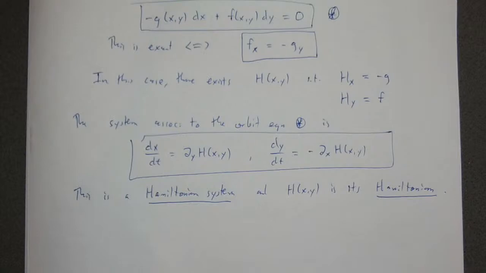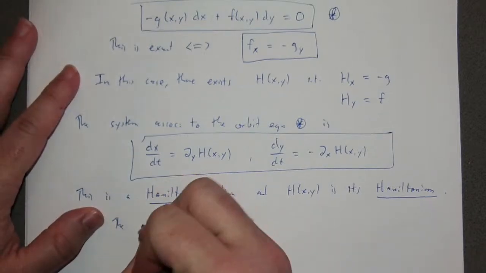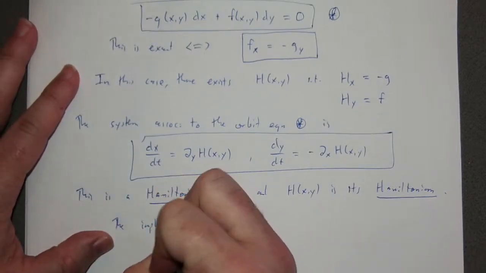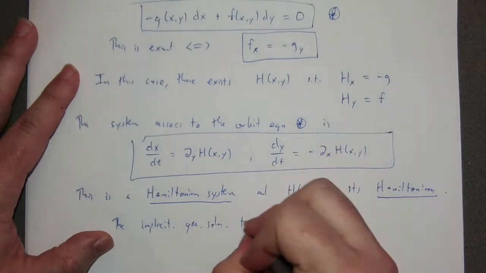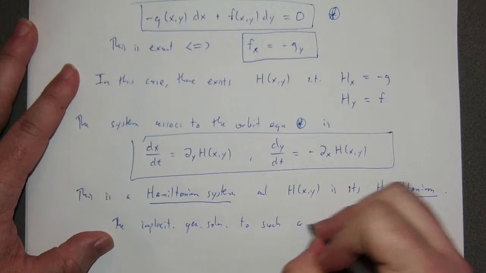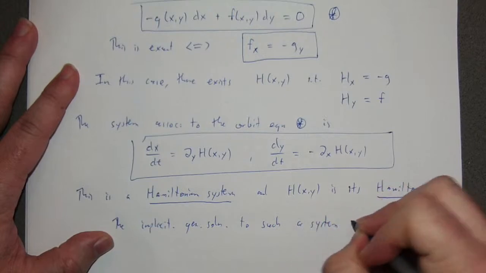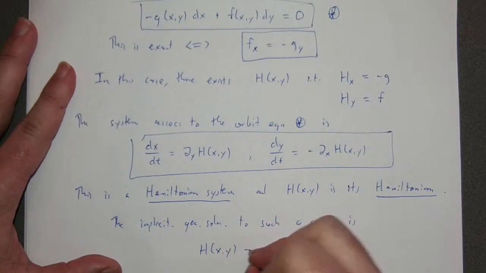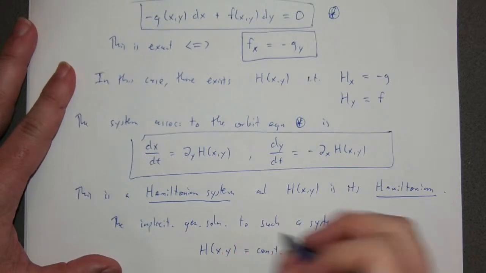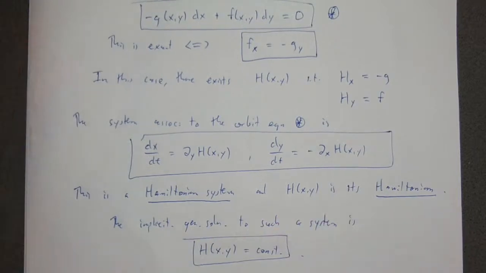Okay. The implicit general solution to such a system is the Hamiltonian, h of xy, is equal to constant. Okay, as we've already seen.